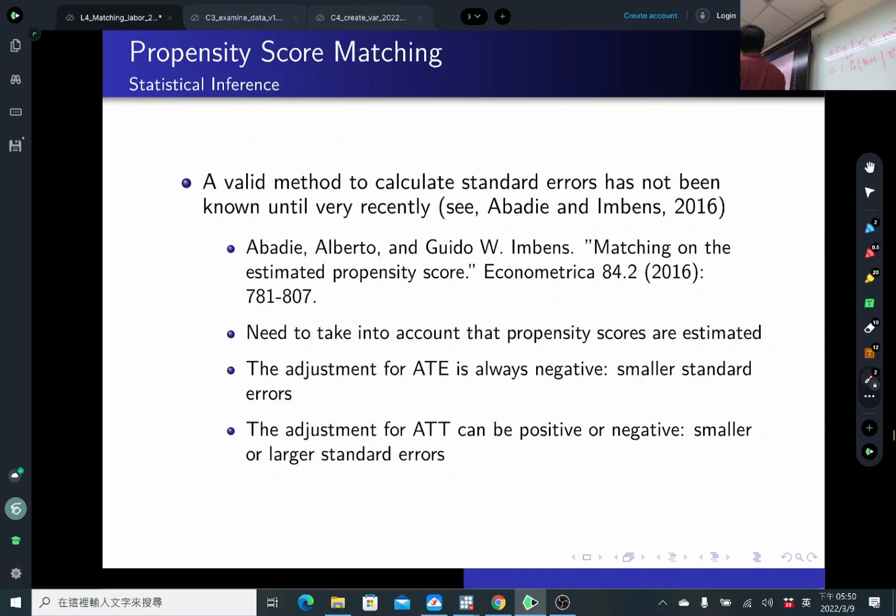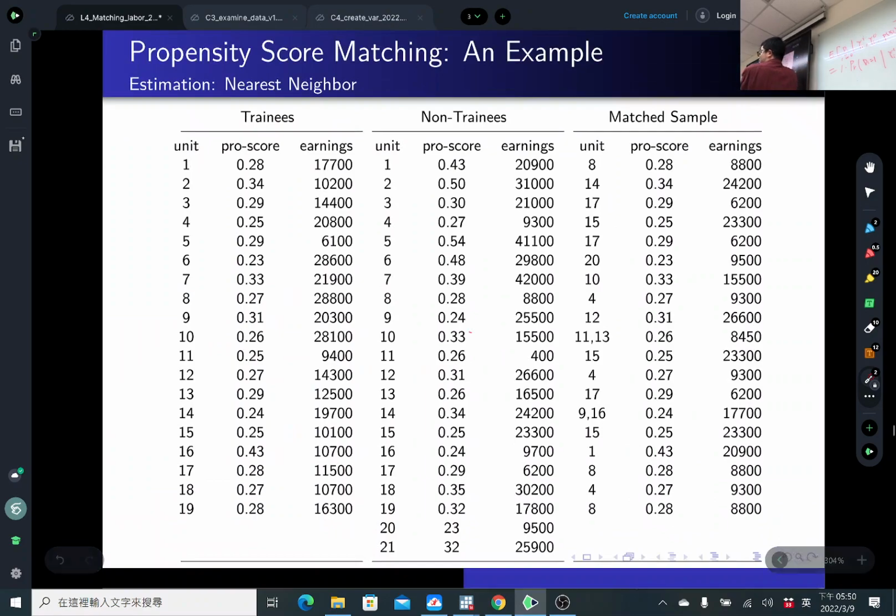And the final thing, which I may not discuss a lot, is how to do hypothesis testing. That means you need to calculate the standard error of your matching estimates to know whether your estimate is significantly different from 0 or not.